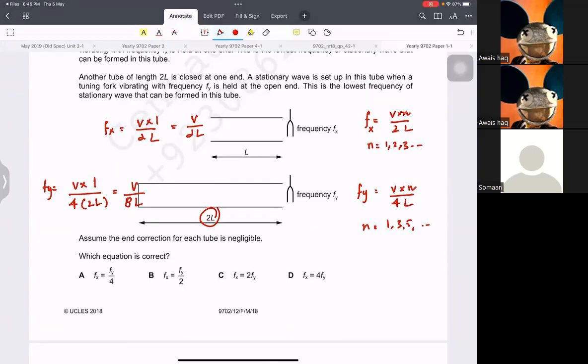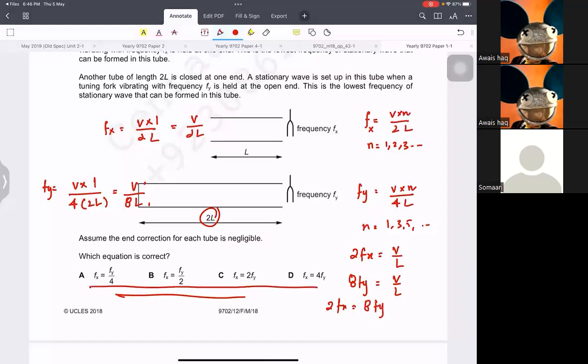Now we want to eliminate V and L because in the answer it's not there. So we can write 2Fx equals V over L and 8Fy equals V upon L. So you can now put them together. Fx is the subject, so it has to be 4Fy. Okay, pretty simple, not that hard.